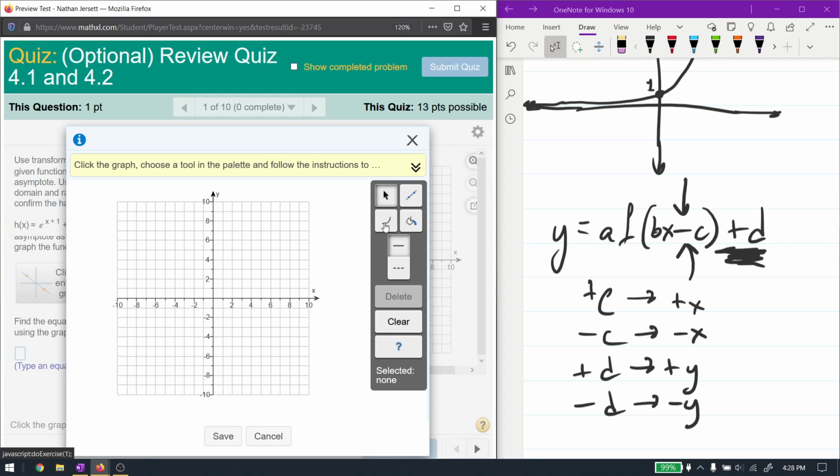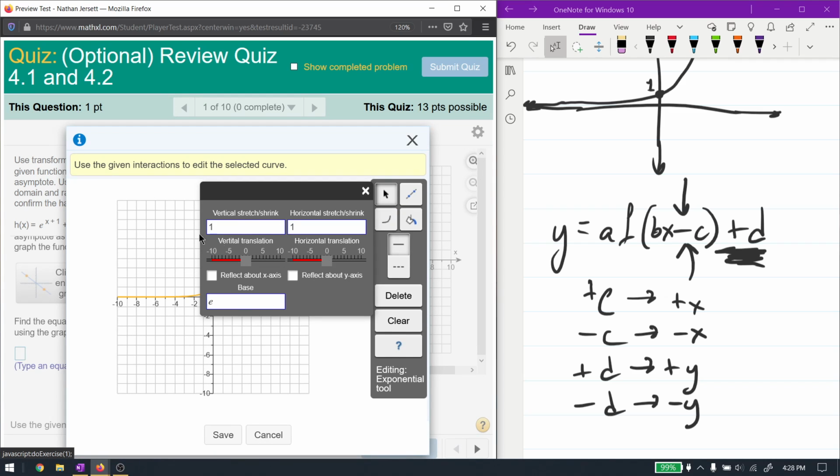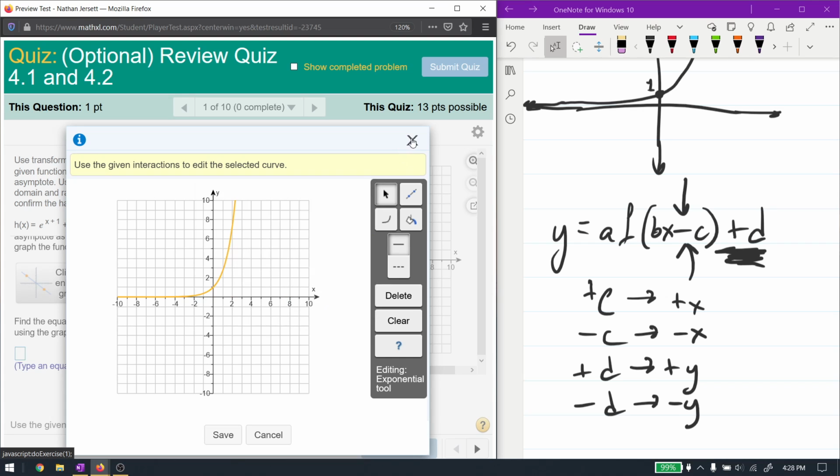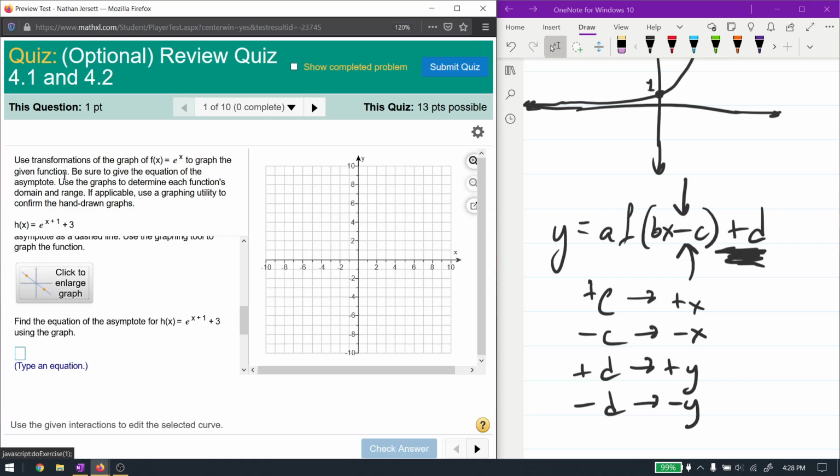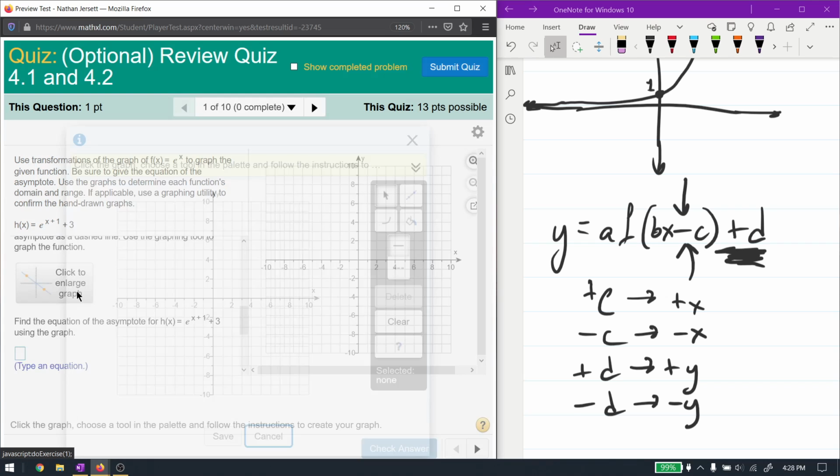All right, so let's graph this thing. This is pretty much just saying graph it. We don't have to do a vertical stretch or shrink at all. The instructions say: use transformations of the graph to graph the given function. Be sure to graph the equation of the asymptote as well. And then we can go from there.